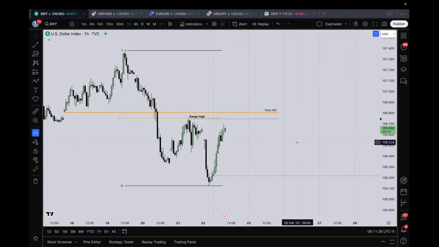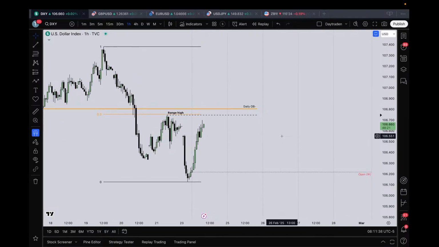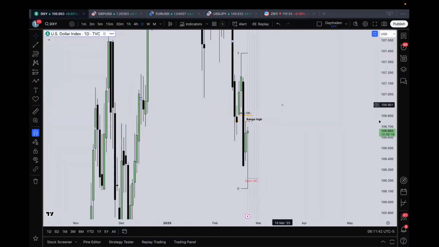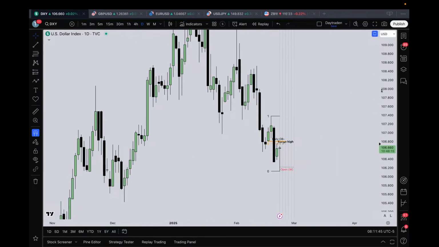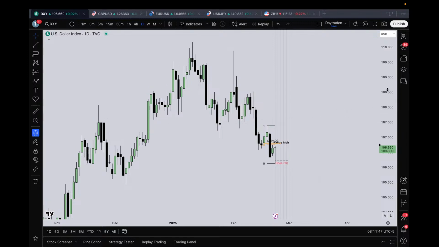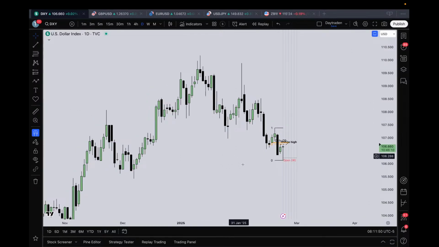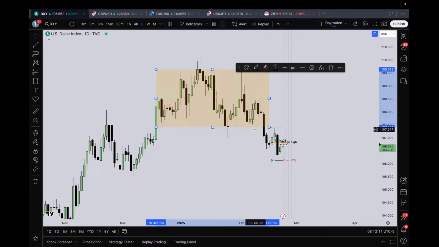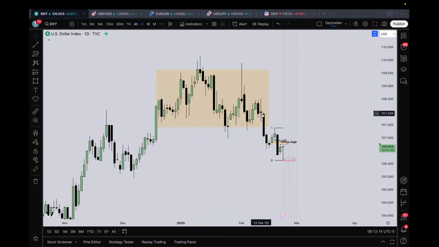So first of all, I would like to cover the DXY index. Let's zoom out a little bit to see where we are actually trading. Looking at the daily chart on the dollar index, we can see that after a long period of consolidation, which began right around the end of December, we saw a prolonged period of consolidation. This type of price action is purely just a consolidation profile.